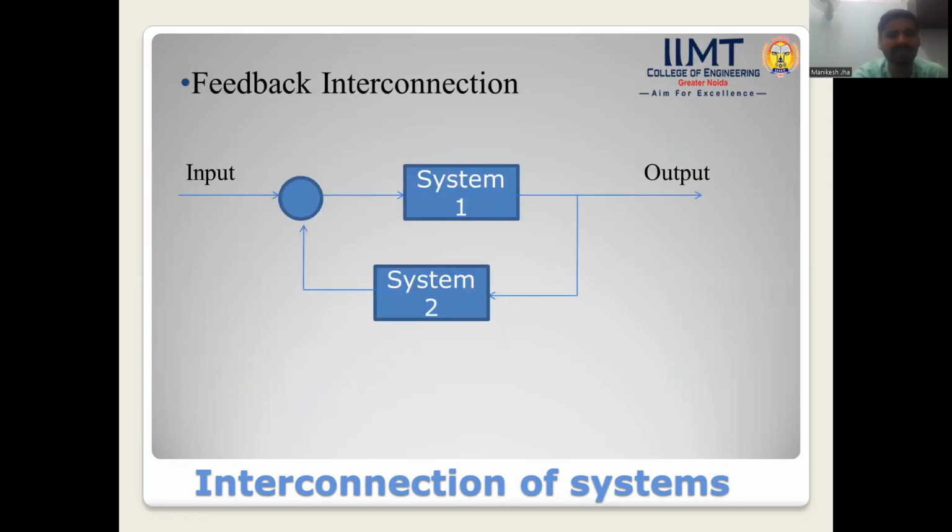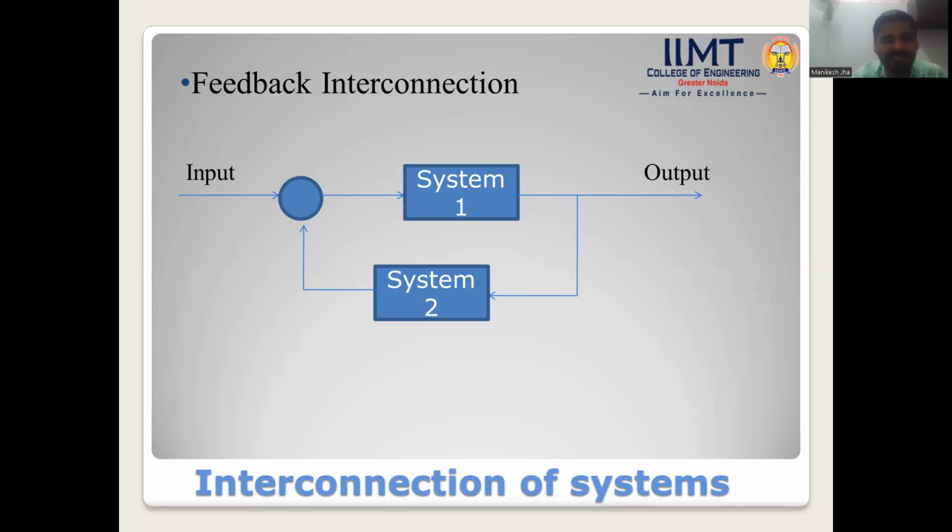The third one is the feedback interconnection. These are the most important, because from these feedback interconnections we get the desired output. This is the backbone of control systems. When we discuss control systems, this feedback interconnection is the backbone of that control system. So this feedback system will give you the desired output.